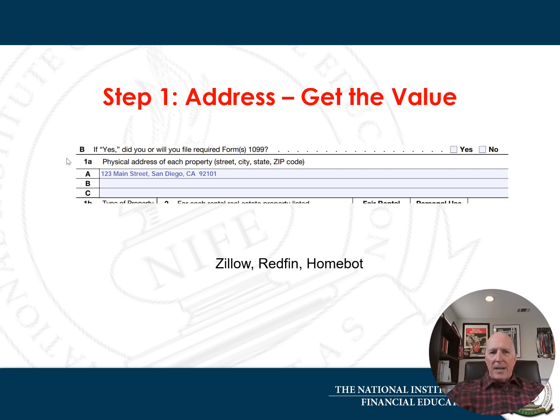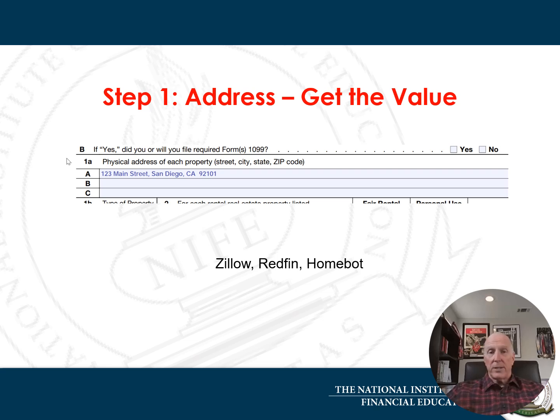We're going to check the address, which is at the very top. If there are multiple properties, there are different columns. But we're going to determine the value. You or your assistant can easily go to Zillow, Redfin, or our product, HomeBot, to determine an estimated market value. This is important as we will discuss a key financial metric coming up, and one component of our calculation is the value of the home.